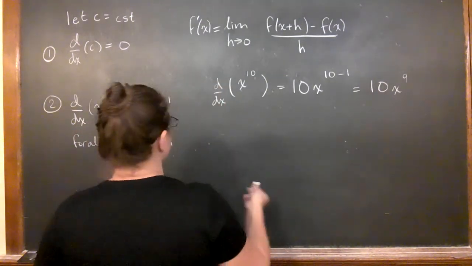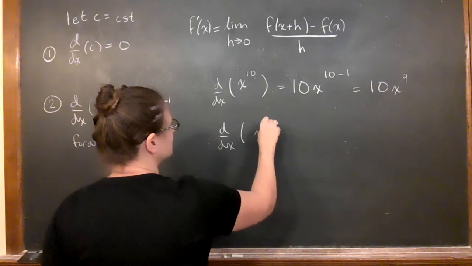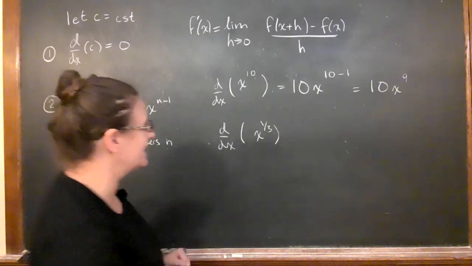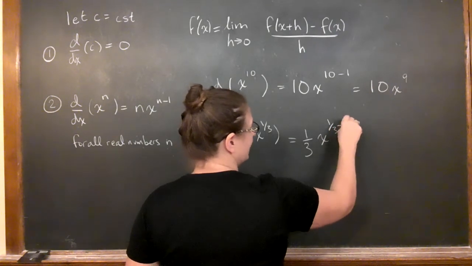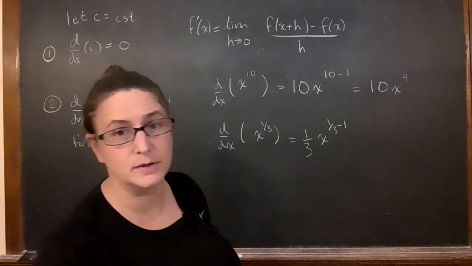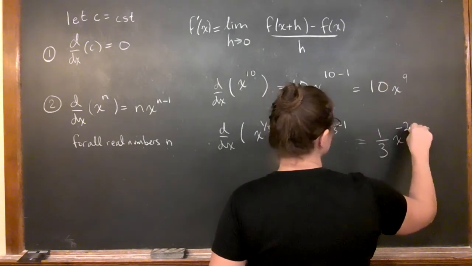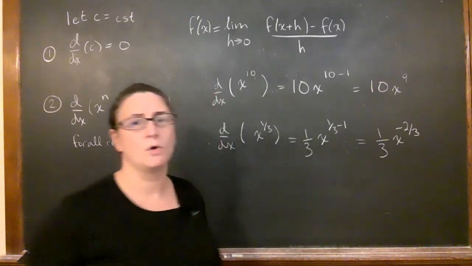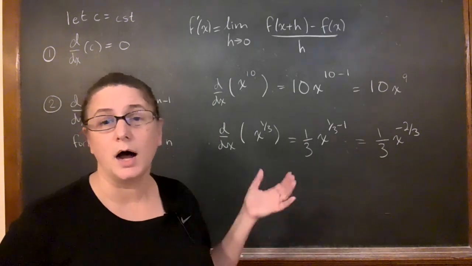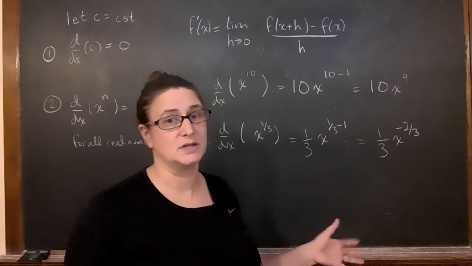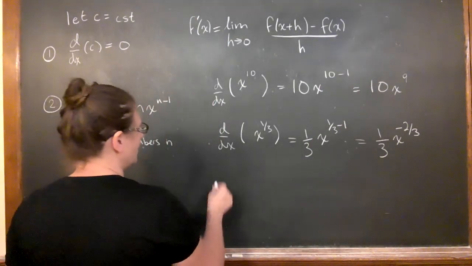And I said it was true for all real numbers n. So what happens if I do x to the 1/3? Well, I use the same rule. I do 1/3 x to the 1/3 minus 1. 1/3 minus 1 is minus 2/3. So this ends up being 1/3 x to the minus 2/3, and you're welcome to leave it that way, or you can put it in the denominator if you don't like negative exponents. I don't mind if you have negative exponents. Some people just automatically put it in the bottom, but you can leave it like that. That's fine with me.